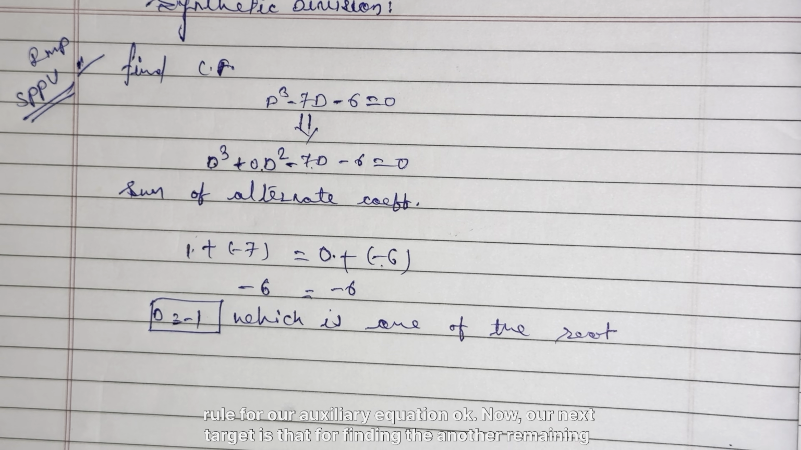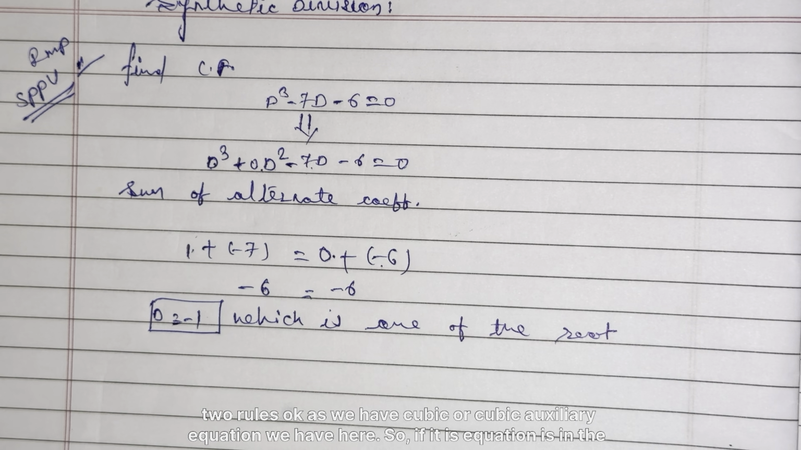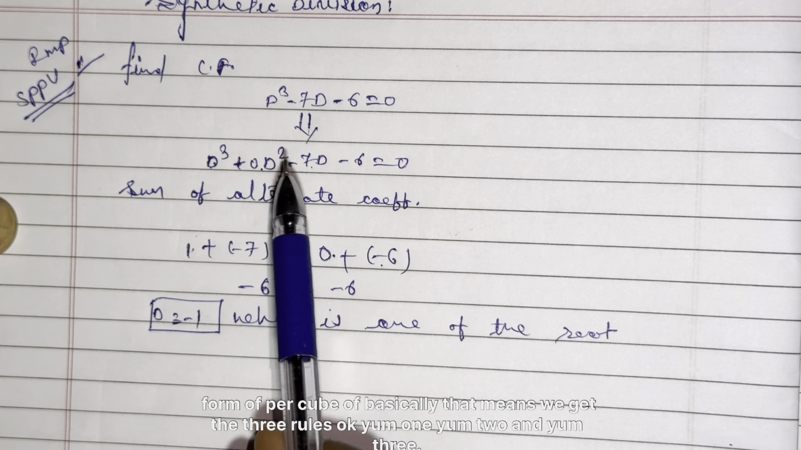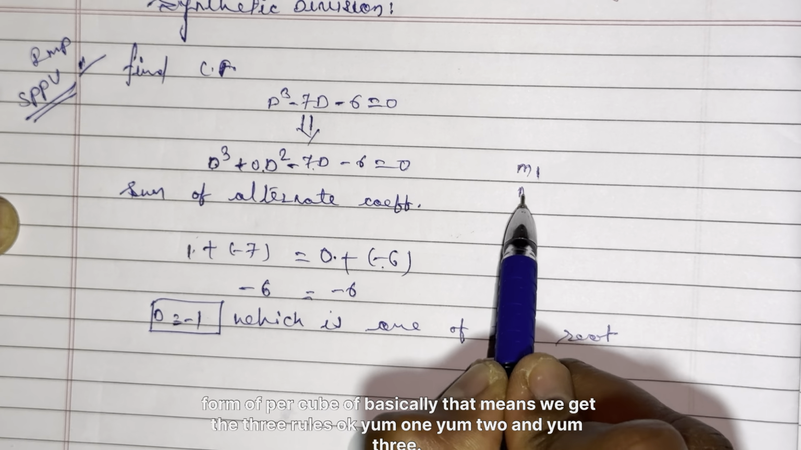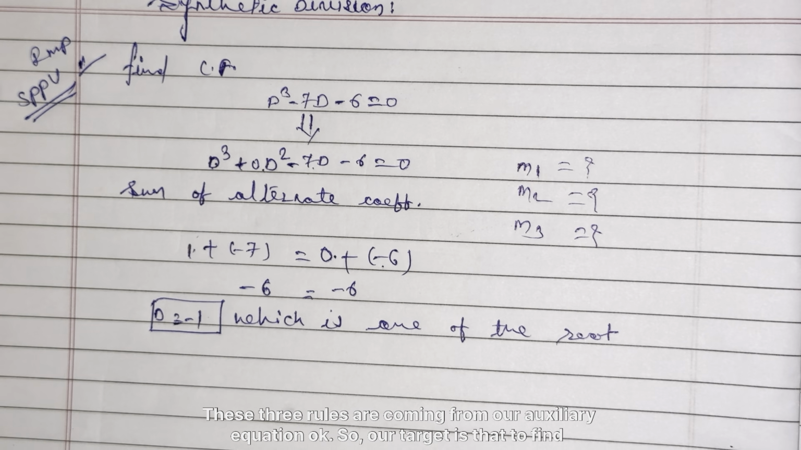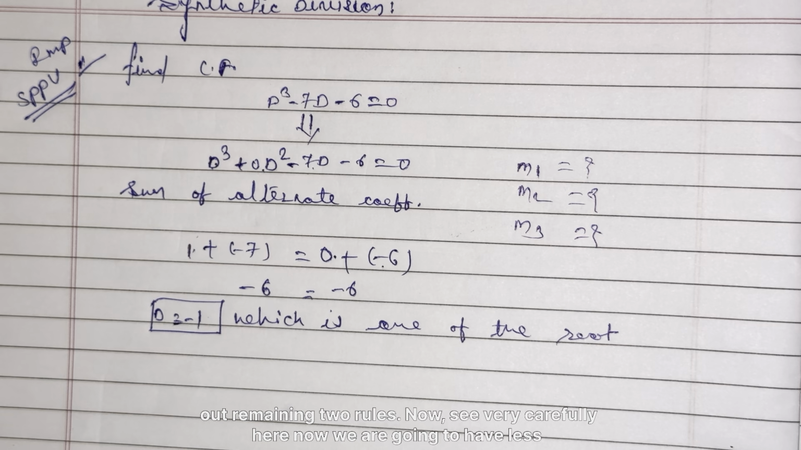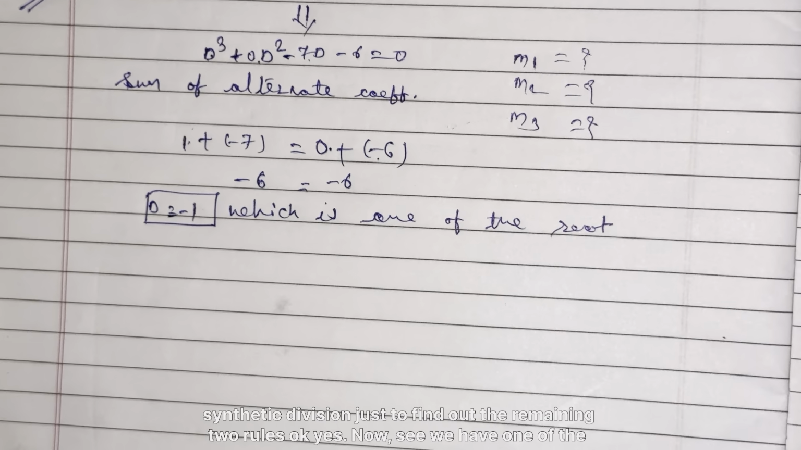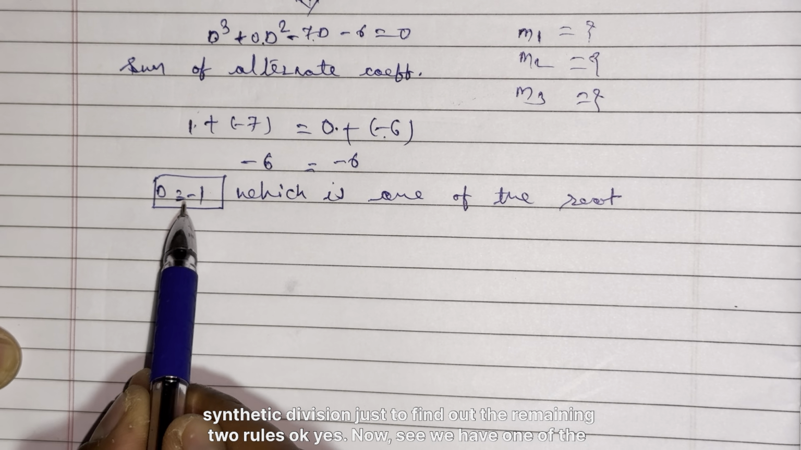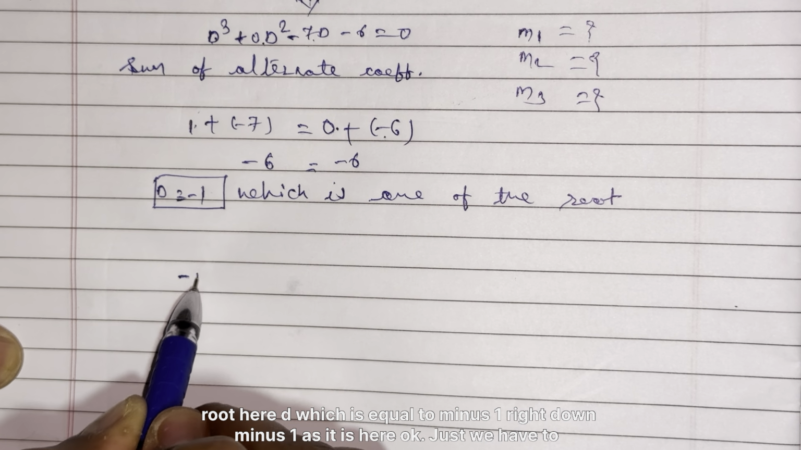Okay, now our next target is to find the remaining two roots. As we have a cubic auxiliary equation here, obviously that means we get three roots: m1, m2 and m3. These three roots are coming from our auxiliary equation. So our target is to find the remaining two roots. Now see very carefully here. We are going to apply synthetic division just to find the remaining two roots. Yes, now see we have one of the roots here, d equal to minus 1. Write down minus 1 as it is here.